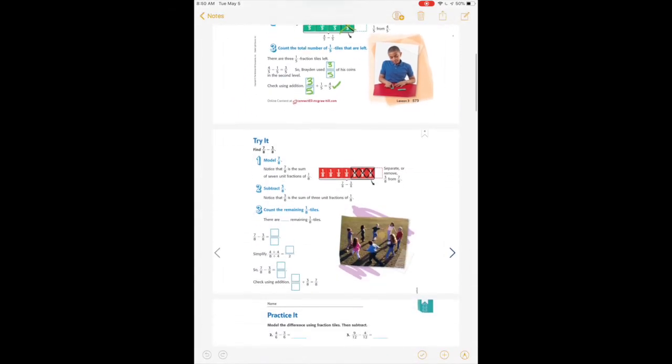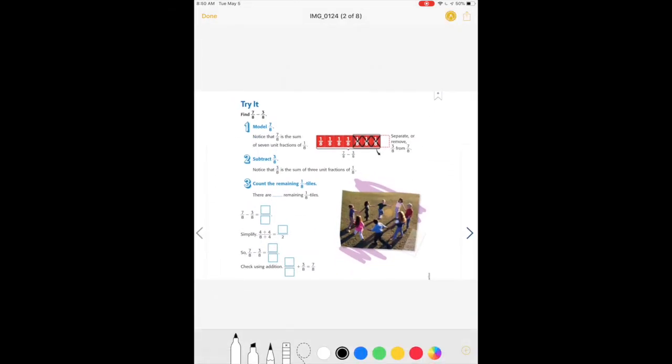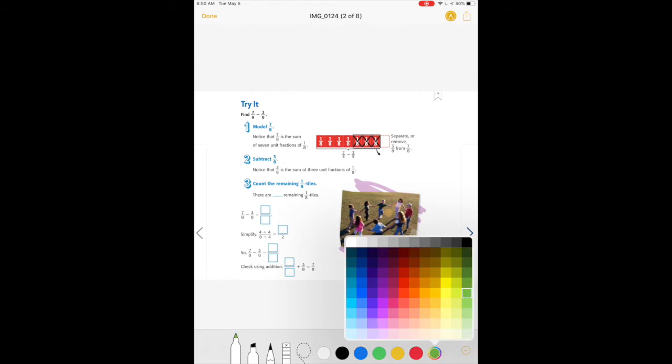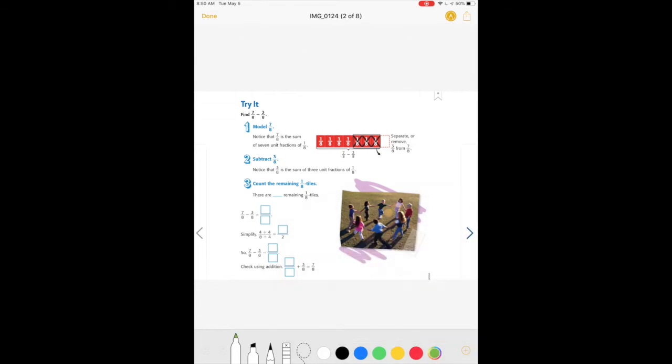Let's do another one. Find 7/8 minus 3/8. So step 1, you need to model 7/8. So they do a fraction bar and divided it into eighths and colored in 7 of them. See how there is 1 that is not colored in? If we colored that one in, we'd have 8/8, and we only need 7/8. So we only colored in 7.